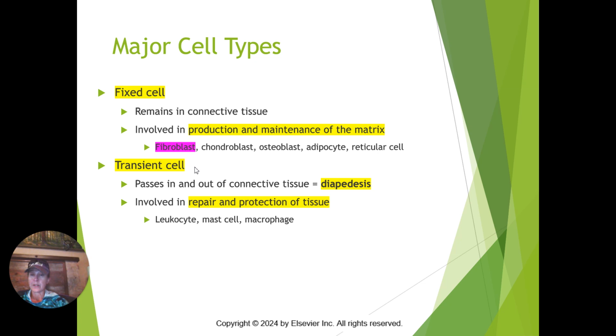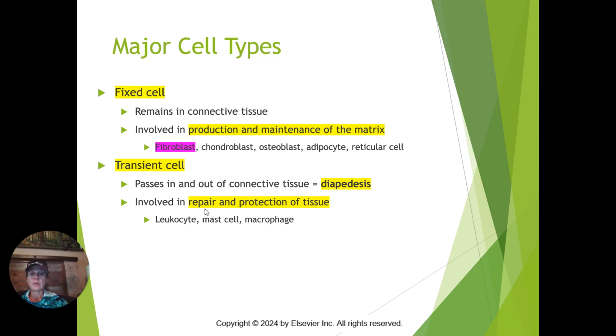And then you can have transient cells, which, just like the word transient connotes, can come in and go out. And they do that through a process called diapedesis. And this term does have close relation to the term pseudopodia from our last chapter, where things use false feet to crawl in, crawl out.